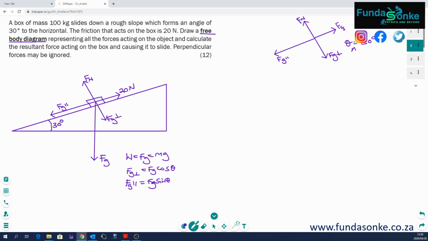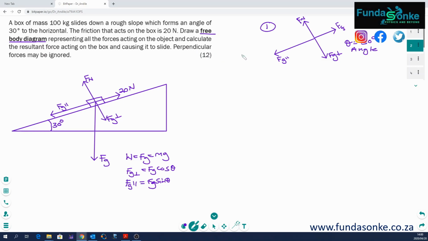Okay, then you can write here that it is the angle of inclination. So we've answered the first part where they want the free body diagram. Then the second part is they want us to calculate the resultant force acting on the box, causing it to slide. Perpendicular forces may be ignored.